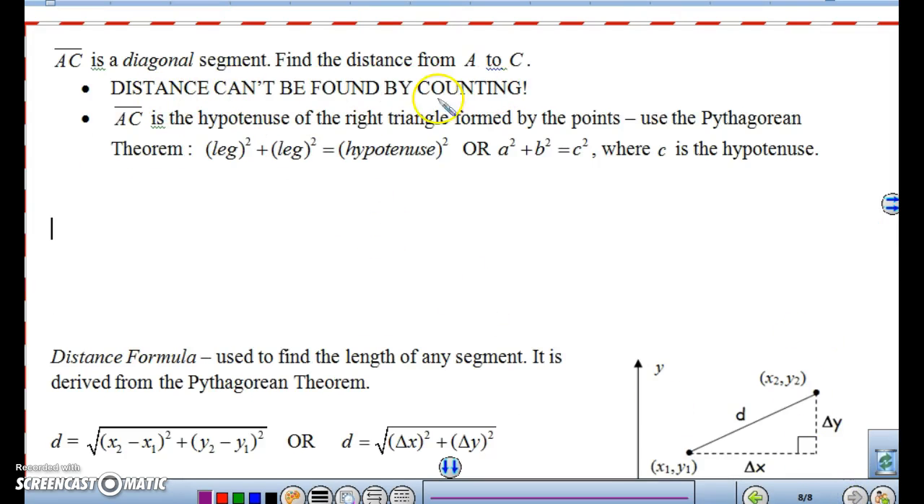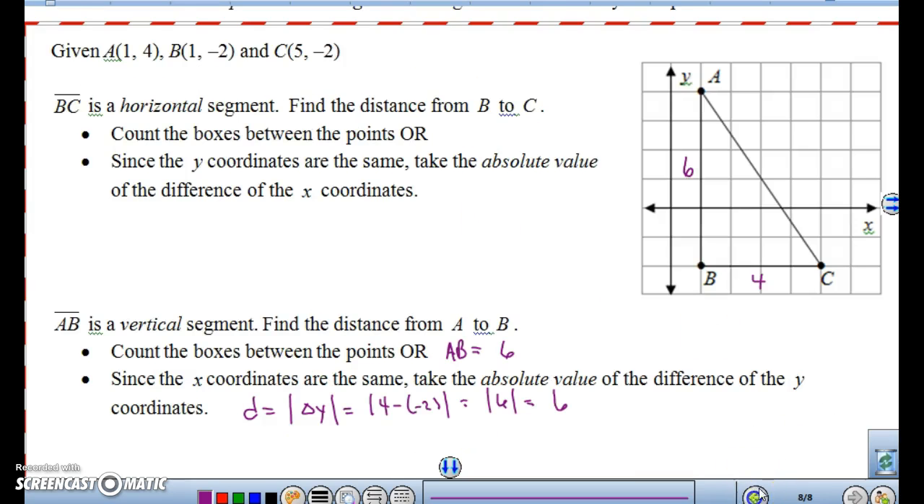Distance can't be found by counting, but AC is actually the hypotenuse of a right triangle formed by these two segments. If you look at the triangle right here, this is a vertical line and a horizontal line. Remember, those are always perpendicular to each other. That makes this a right angle, and that makes this side, AC, the hypotenuse. So, since we know the length of the vertical segment and the horizontal segment, why can't we use the Pythagorean theorem to find the length of AC? And that is what we can do.